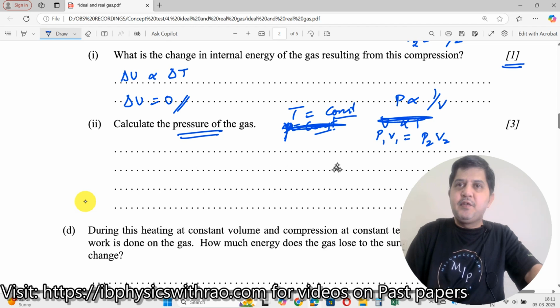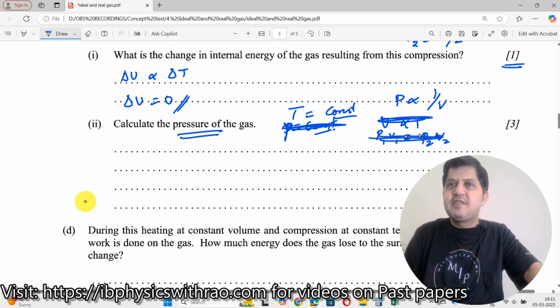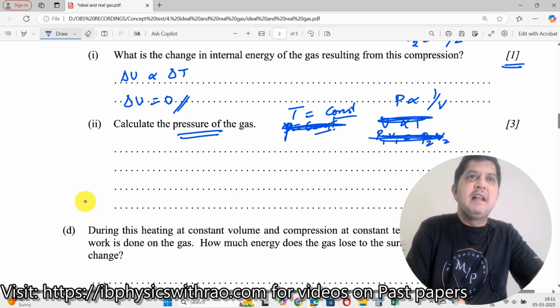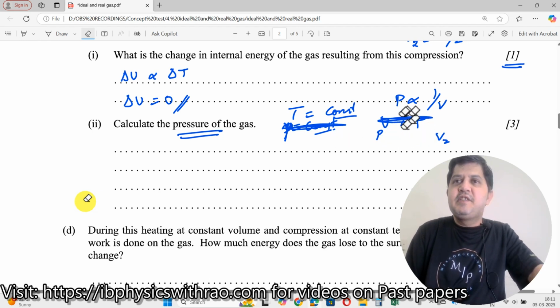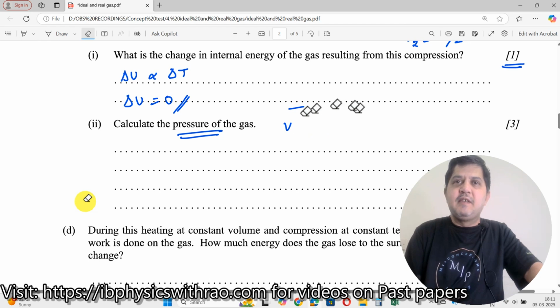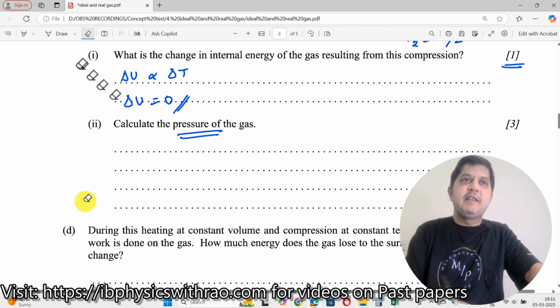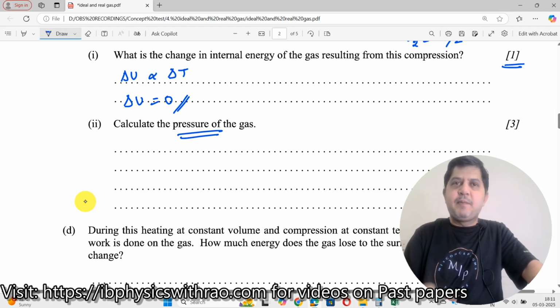If you are getting confused with this, I will freshly write this one. I will not use this. I'll just erase this because twice you are getting P1, P2, P3 and so on, so this will be confusing. I will just change these notations. Then it will be clear for you. Now here delta T equal to 0. Calculate the pressure of the gas.